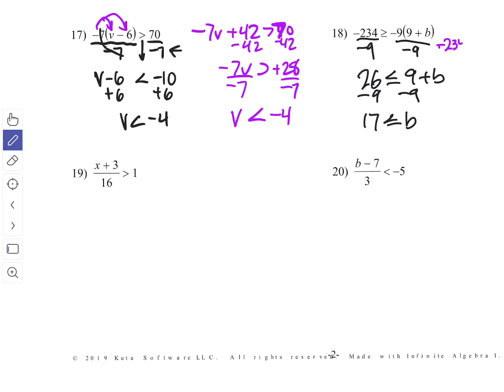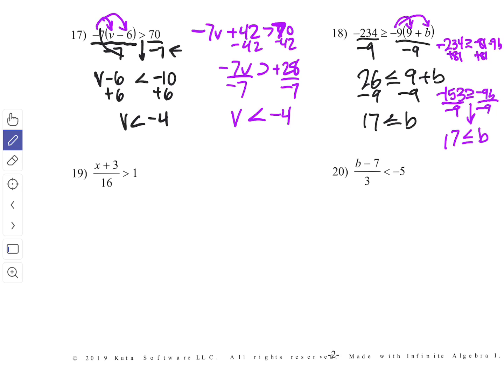Again, negative 234 is greater than or equal to negative 9 times b, minus 9, negative 81. So negative 9b. Add an 81 to both sides, so I get negative 234 plus 81, so I'd get a negative 153. It's greater than or equal to negative 9b. Divide by a negative 9, and because it's a negative 9 I'm dividing by, change the inequality, and we get a positive 17 again. So on those ones, there's two different ways you could do that.